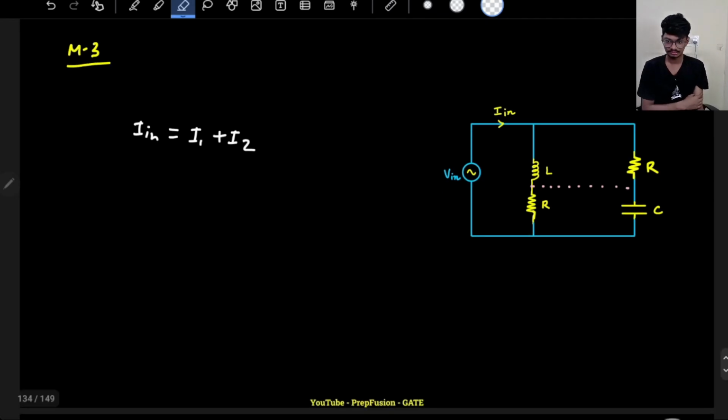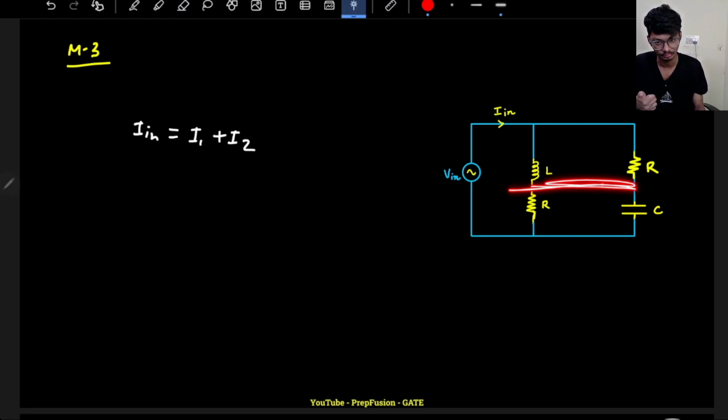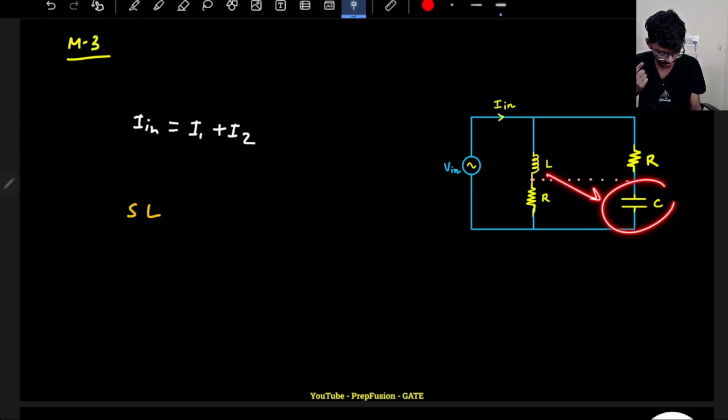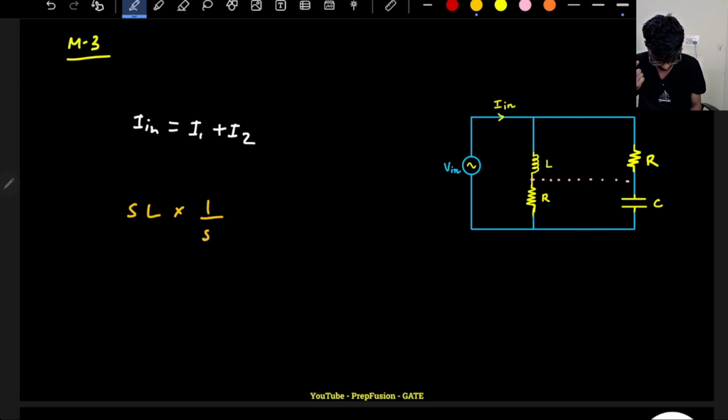This I have taught previously as well. Basically, it behaves as a bridge circuit, more like a bridge circuit. So this point is at the same potential. If we apply the bridge condition, the impedance of this is SL into the opposite side impedance, that is 1 by SC, equals to these two multiplication, right?